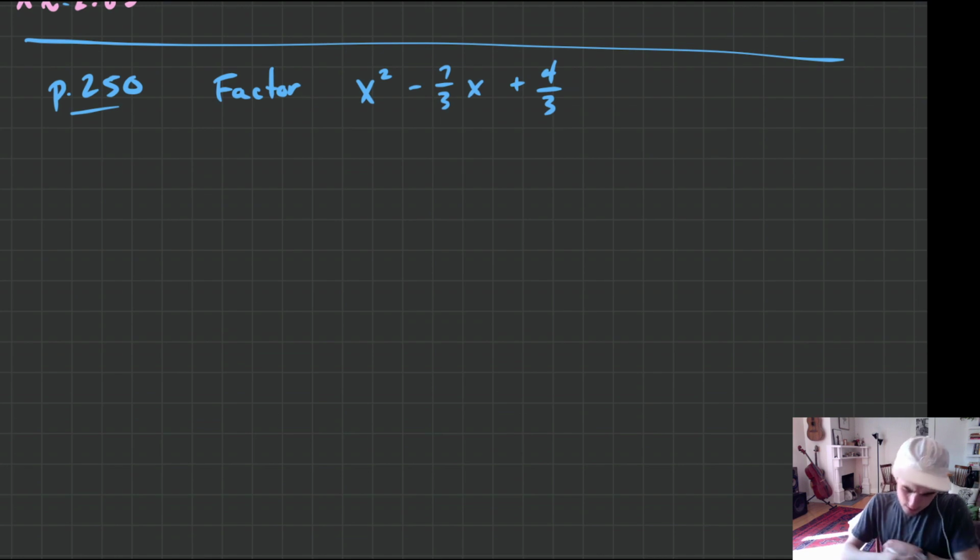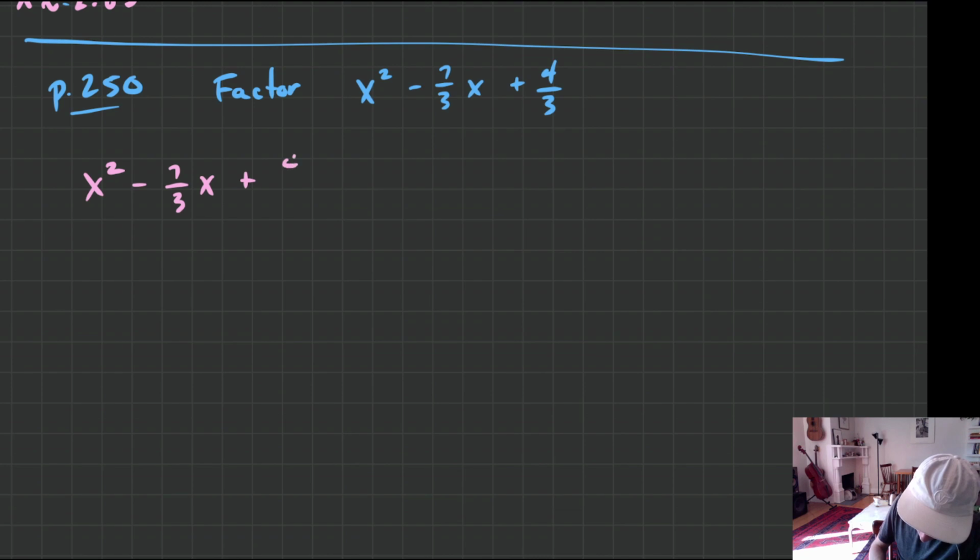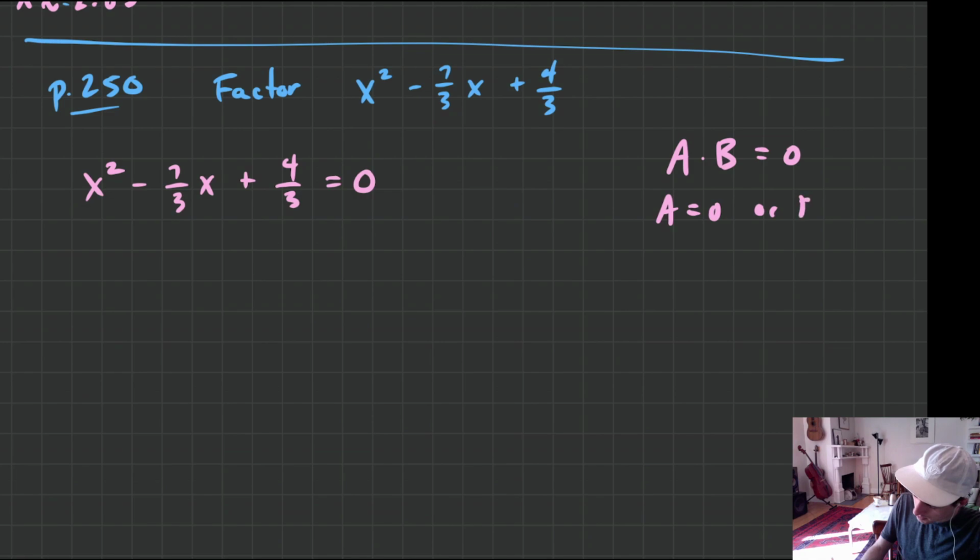So let's factor this guy. We've got some fractions in here, which is kind of nasty. So what I'm going to do is set this equal to 0: x squared minus 7/3 of x plus 4/3 equals 0. The reason I'm setting it equal to 0 is that I'm going to solve for x here. If I can figure out what x must be to equal 0, then I can use that factor along with this one, where if a times b is equal to 0, then a equals 0 or b equals 0.